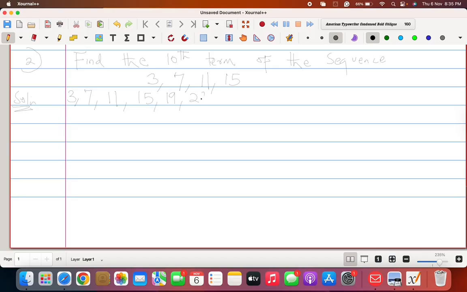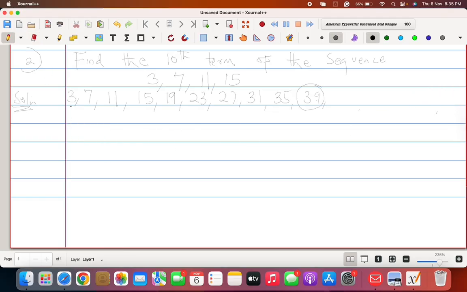19 plus 4 is 23. 23 plus 4 is 27. 31, 35, 39, 43, 47, 51, 55. This is 1, 2, 3, 4, 5, 6, 7, 8, 9, 10. So they asked us for the 10th term, so I even exceeded. So these other ones most likely are not needed.